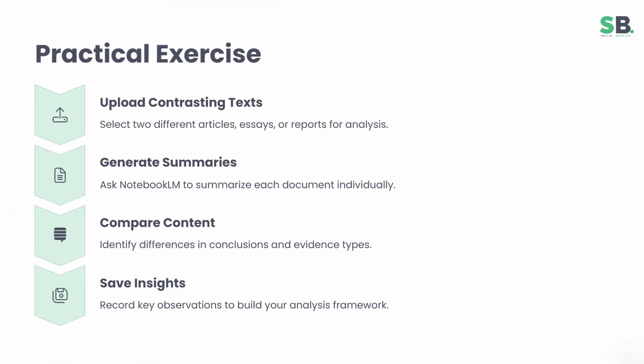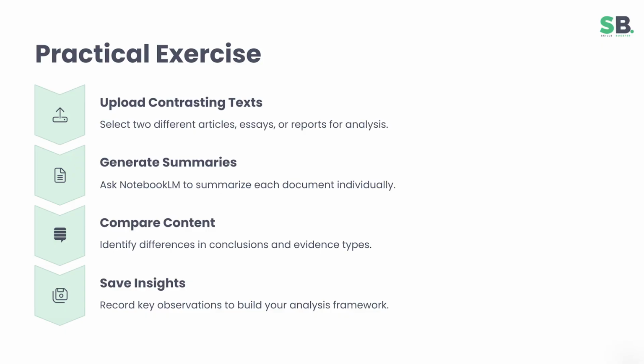Here's a brief exercise to try after this lesson. Upload 2 short but contrasting texts, articles, essays, or reports. Ask the AI to summarize each one, then ask it to compare the 2. What are the main differences in their conclusions? What kind of evidence does each rely on? Save the answers as notes. This will give you a working set of insights you can use to draft an outline, lead a discussion, or develop your own argument.